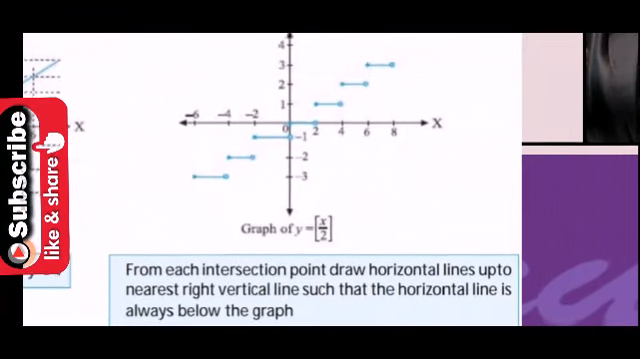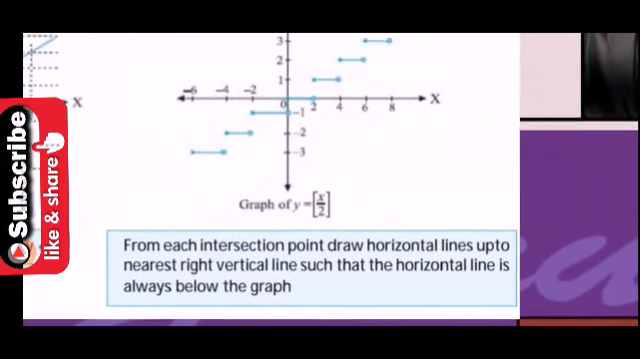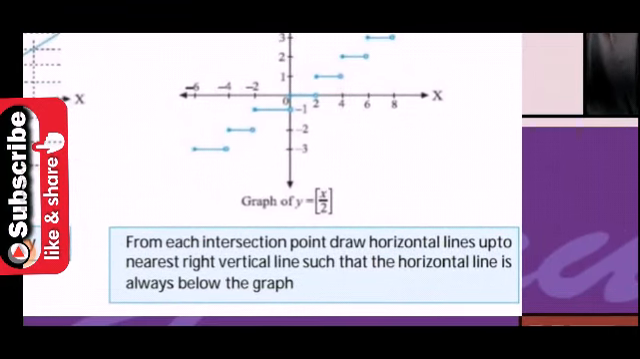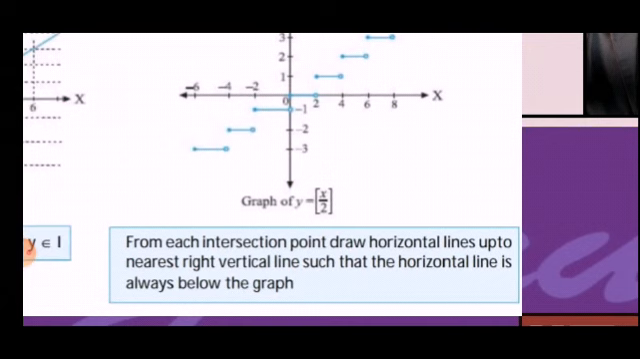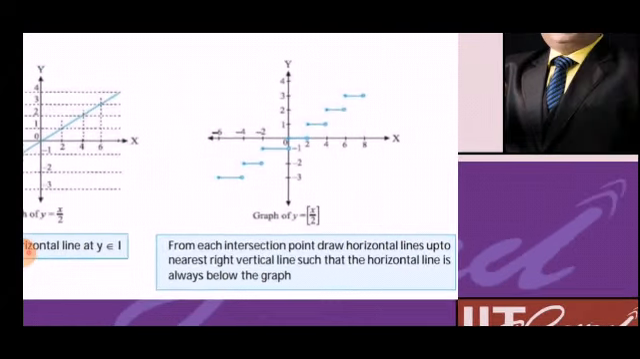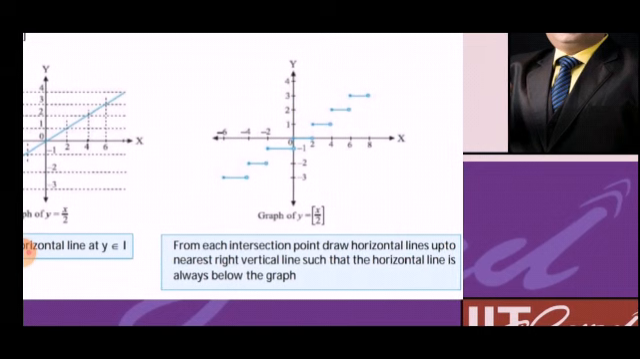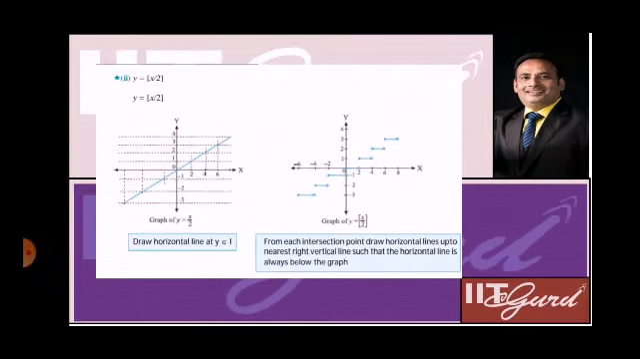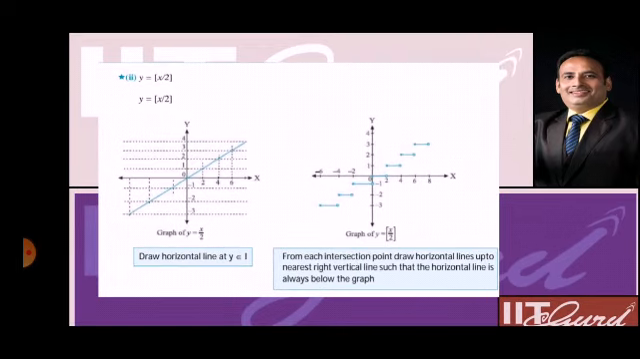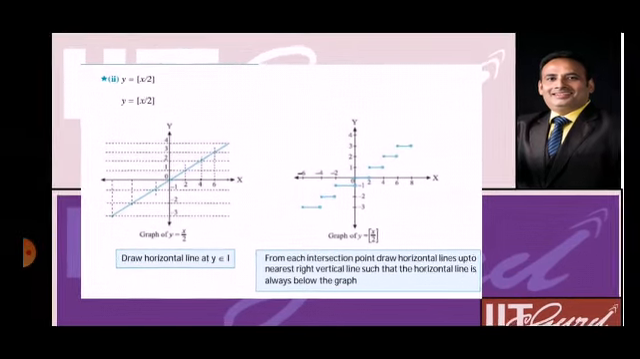From each intersection point, draw horizontal lines up to the nearest vertical line such that the horizontal line is always below the graph. So that is y equal to gi of x by 2. This is our example one. We'll take one more example, with a periodic type of function, a sine type. So let's see another illustration.